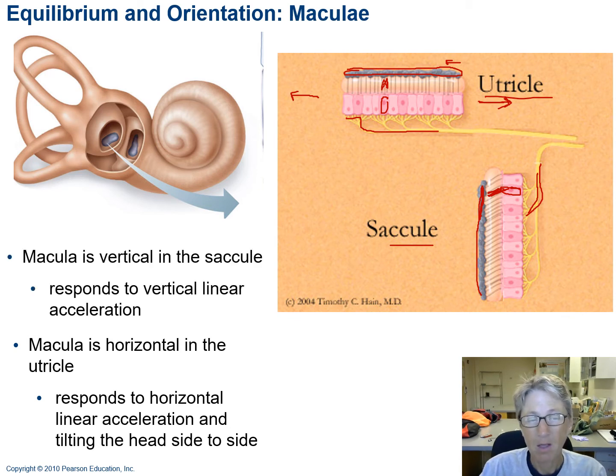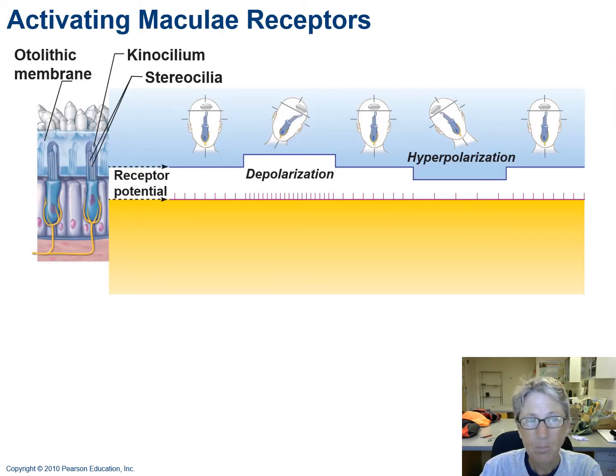The macula is vertical in the saccule. That's what we said here. This is a vertical orientation, and it responds to vertical linear acceleration, like I said, standing up or sitting down. So this is a cartoon talking about activating macular receptors.